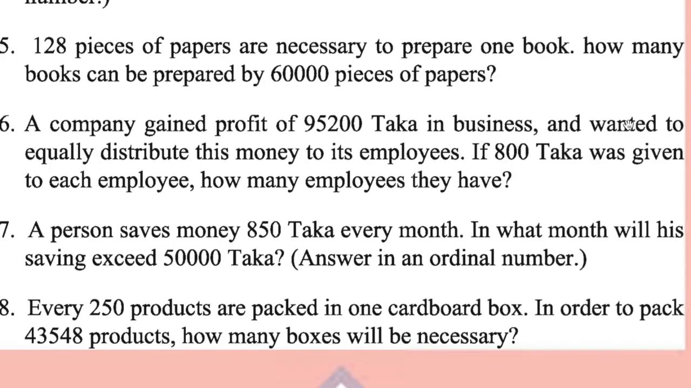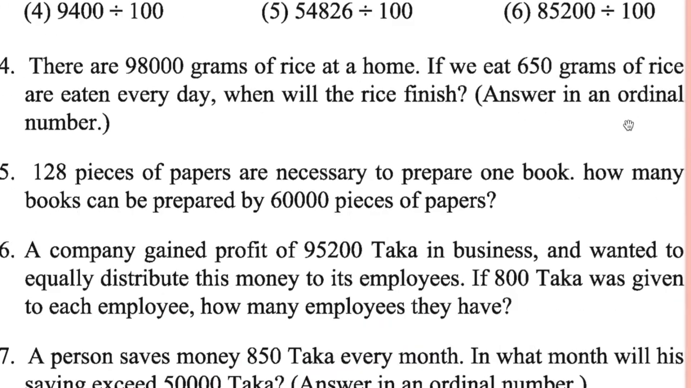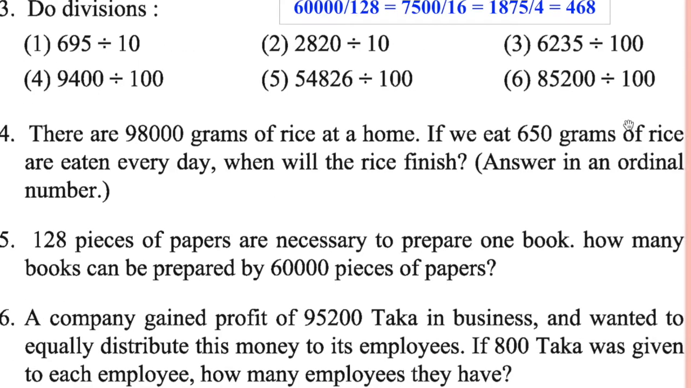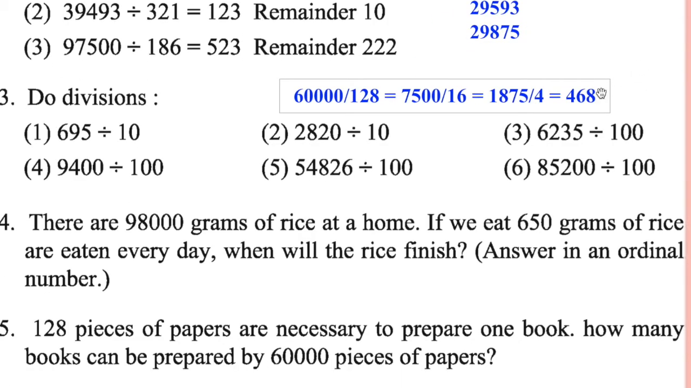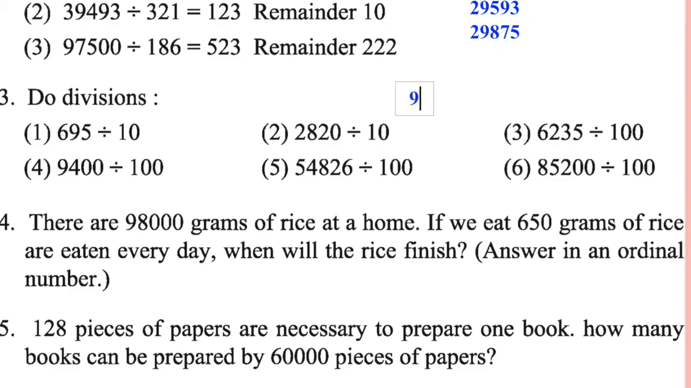Okay. A company gained profit of 95,200 taka in business and wanted to equally distribute this money to its employees. If 800 taka was given to each employee, how many employees do they have? So 95,200 by 800. There are 2 zeros here, 2 zeros there. We can cancel them easily, right?